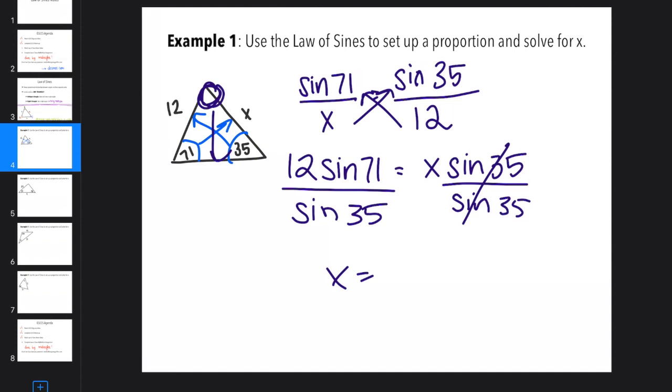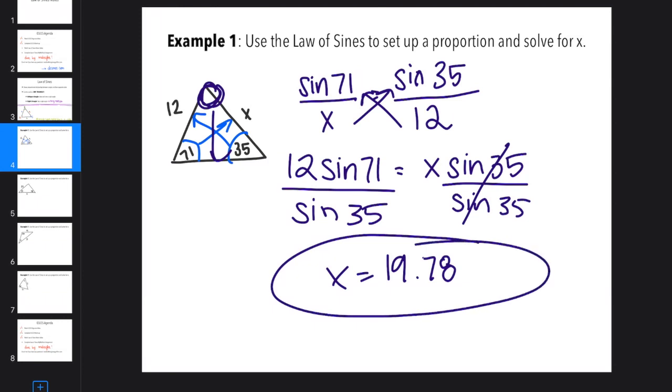Remember, it's very important when you're using trig ratios to let your answer ride. Don't round too early. Don't round until the final step to get an accurate answer. So for my final answer, I got 19.78, and we're going to round to the 100th place. And what is x? X is going to be that side measure. So law of sines can help us solve for side measures as well as angle measures.